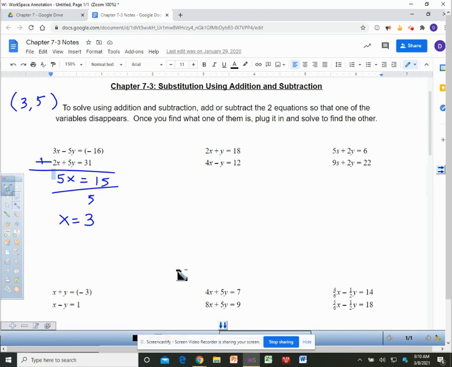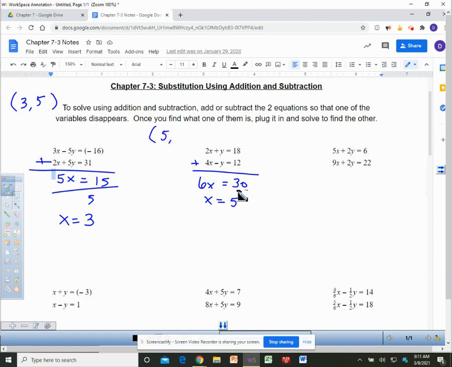So are the x's the same number? Are 2 and 4 the same number? No. Are the y's the same number? 1 and negative 1. Are they opposites? Okay, so I can add these together. What's 2x plus 4x? 6x. The y's are now going to be gone. What's 18 plus 12? So what's x got to equal? 5. So that's my x coordinate, 5.